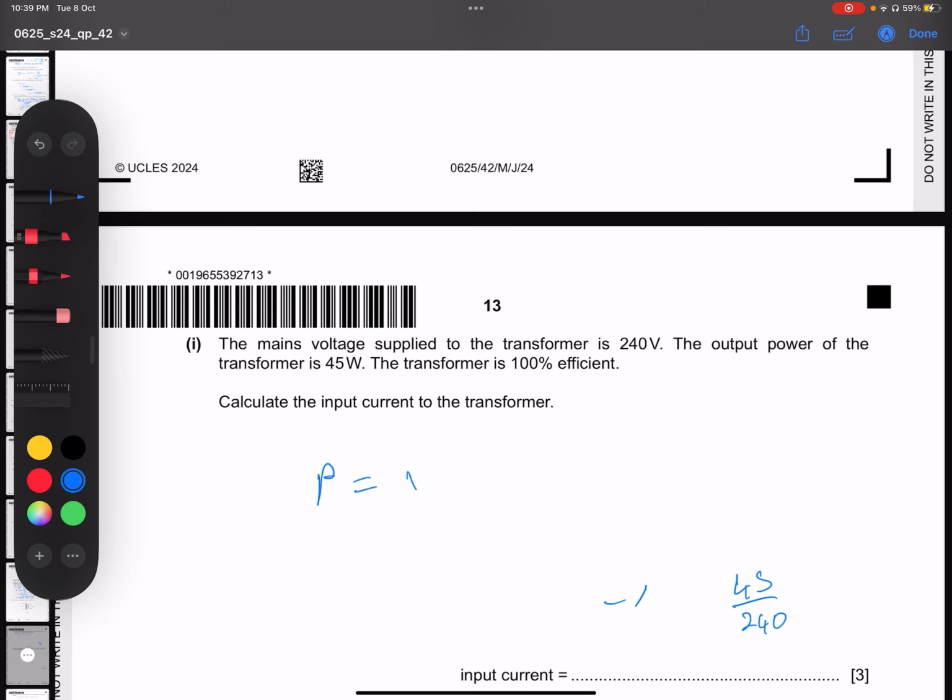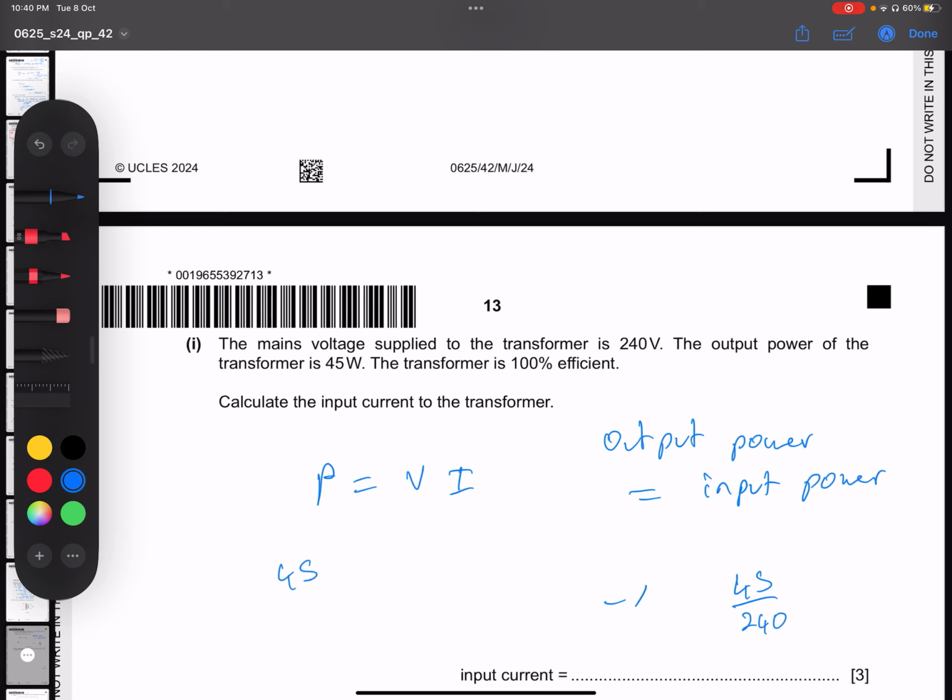Power is equal to V into I. We know the output power is equal to the input power. So output power equals the input power. So we know P is equal to VI. We know the output power is 45, so the input power is also 45.